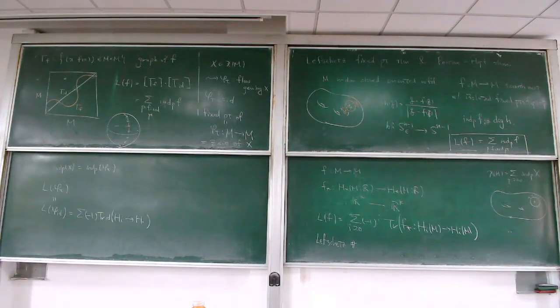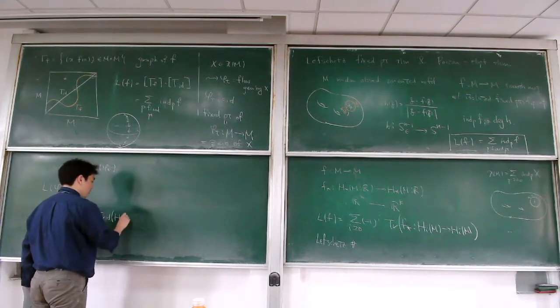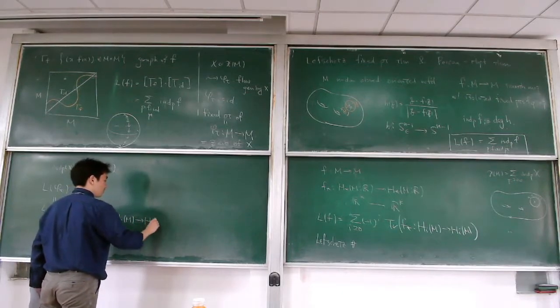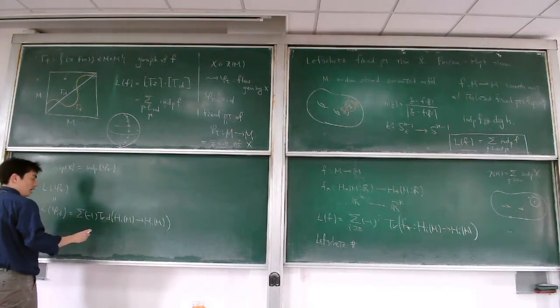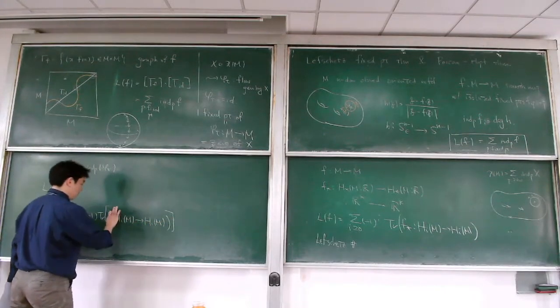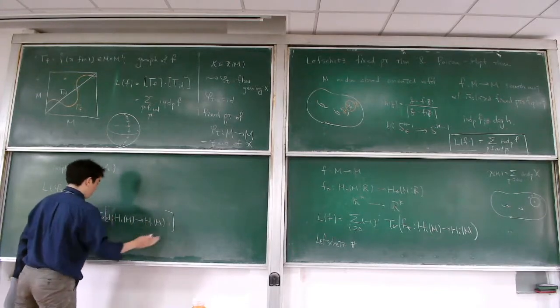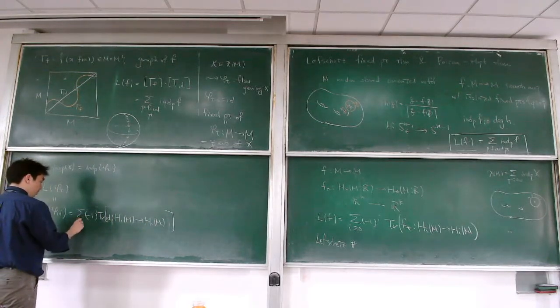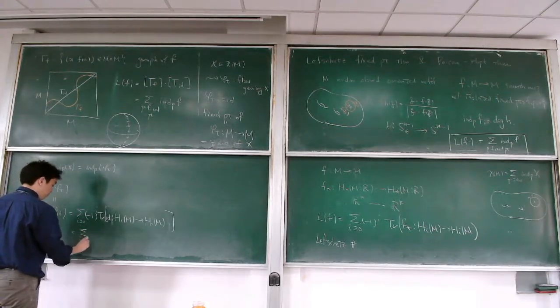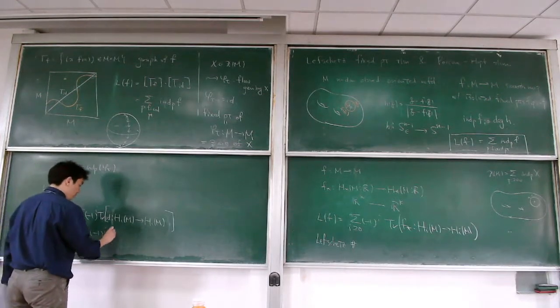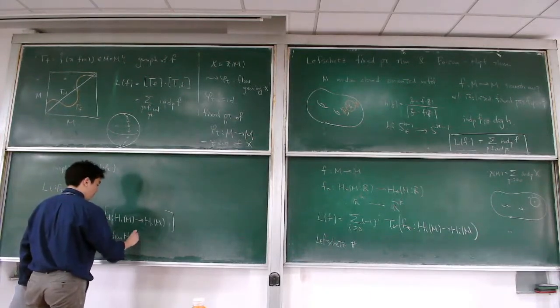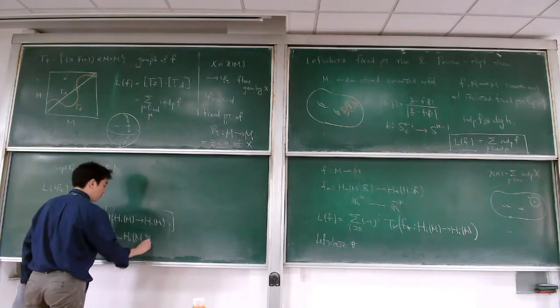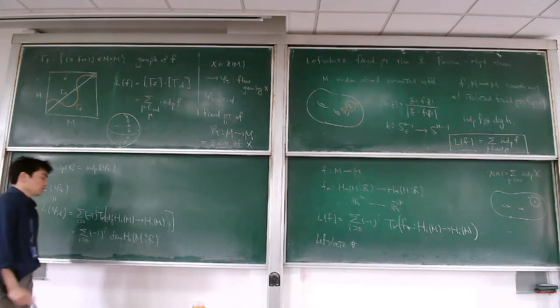What is the trace of the identity map in this case? It is the dimension of the homology group. Sorry, it's a mistake. Therefore, this is indeed the dimension of the homology group, with R coefficients. I'm working with R coefficients. Therefore this is equal to the Euler characteristic.